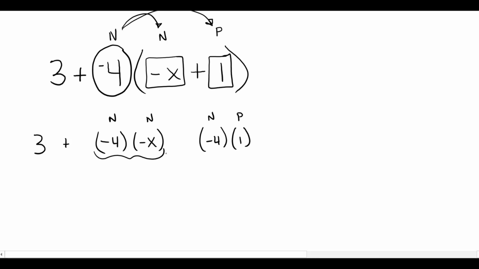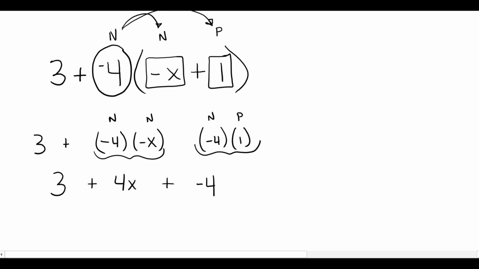What's a negative times a negative? Positive. Good. And that's going to give us, good, I heard it, 4x. A negative times a positive, we have to have 2 negatives in here. It's going to be a negative. 4 times 1 is 4. I'm going to bring my 3 down, and here's the 3 terms that I have.